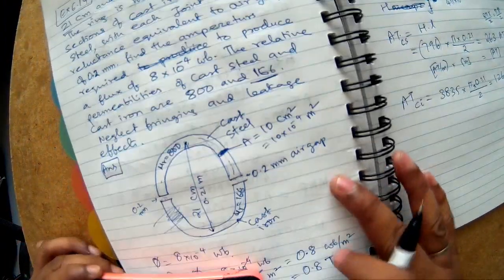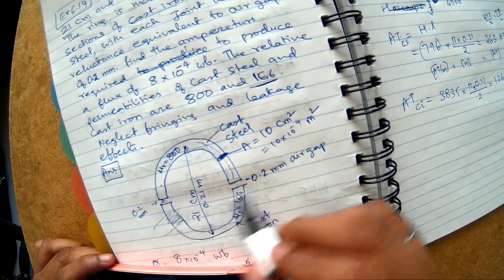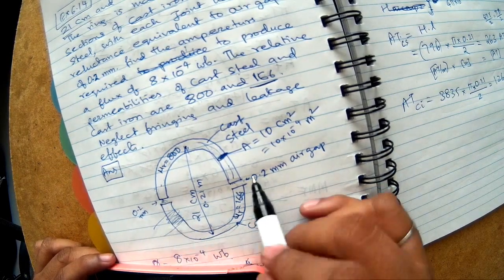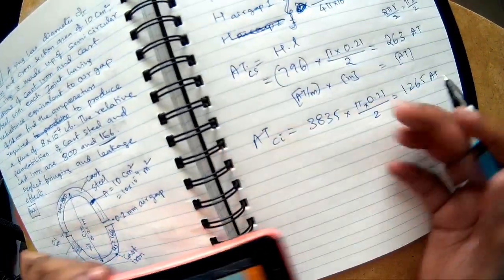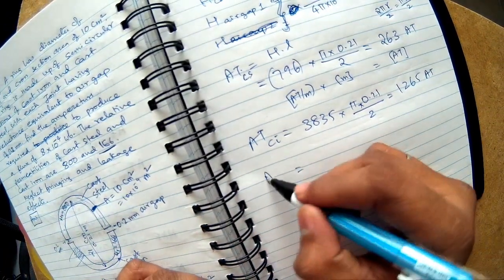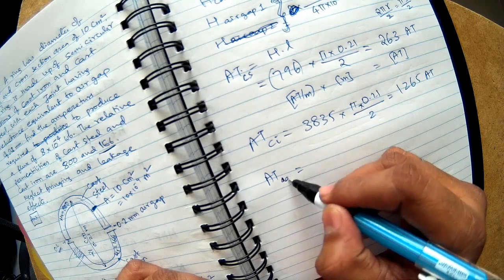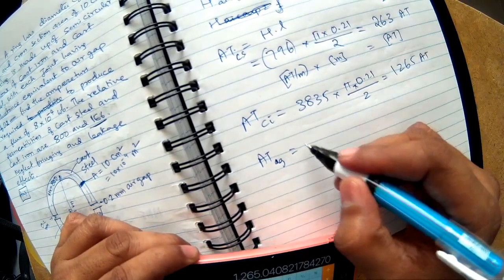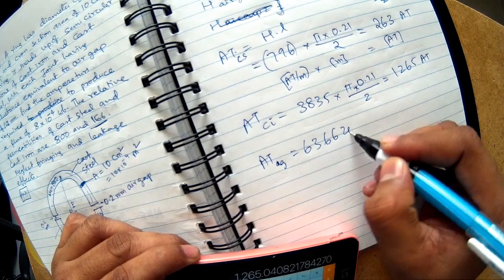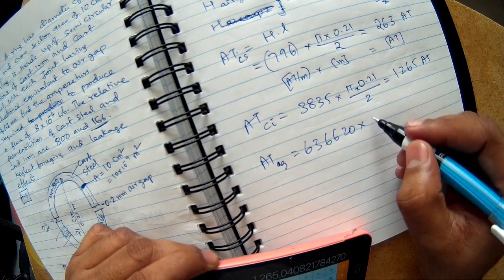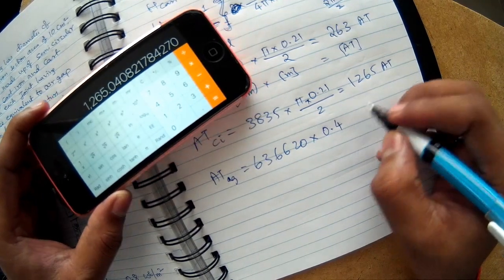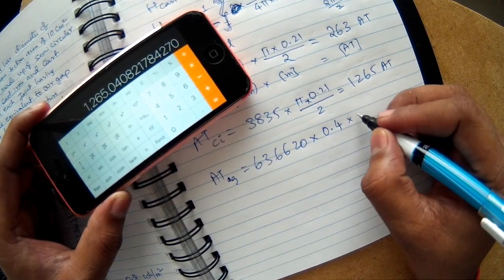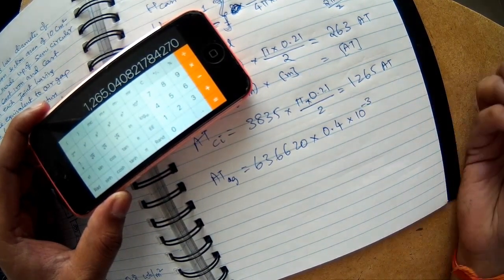Now ampere turns for air gap. So simply I know H for one air gap. The total length I will add, because they are anyway in series in the path. So 0.2 plus 0.2 is 0.4 mm. So I just multiply that. Ampere turns for both air gaps, AG: 636620 into 0.4 millimeters. But from mm I want to convert into meters, so 10 power minus 3 is required.